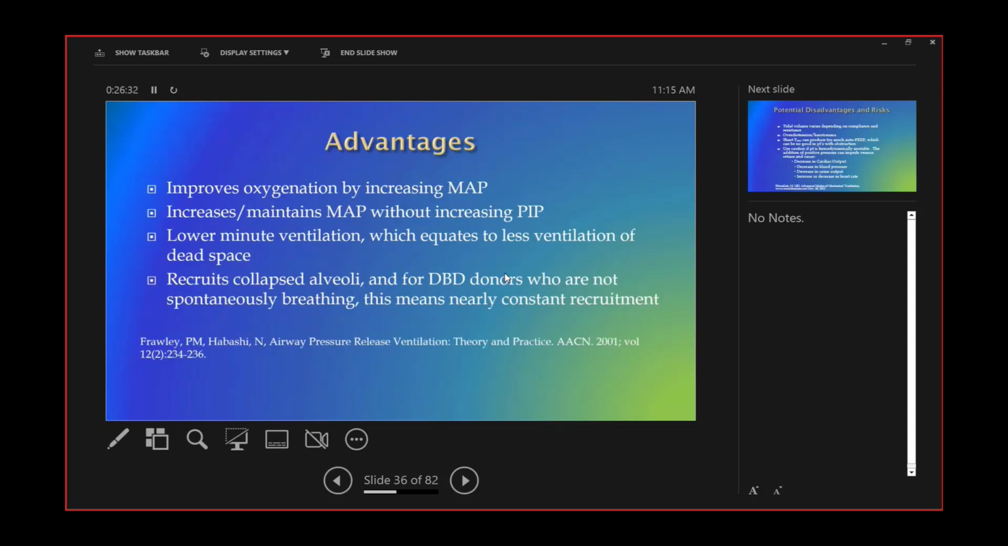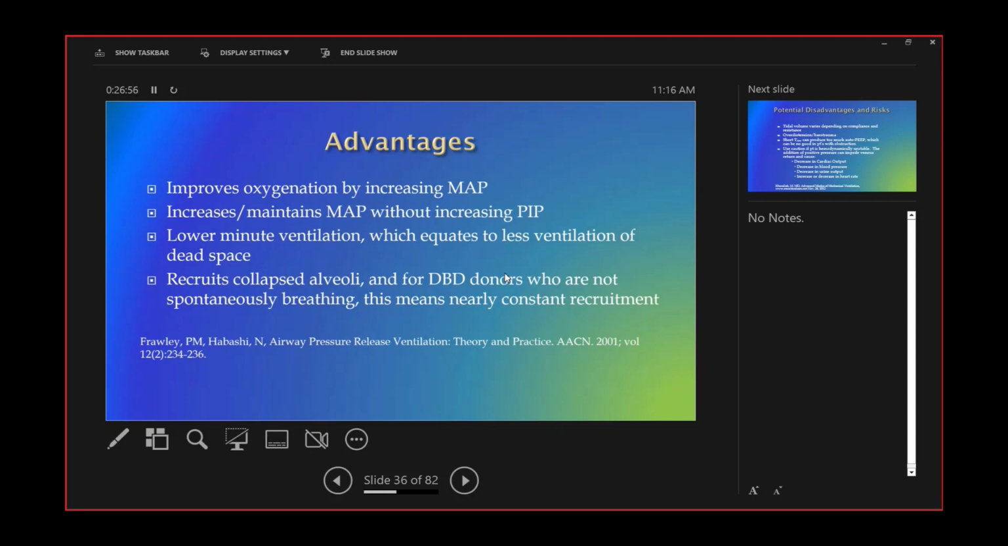So what are the advantages? That you can improve oxygenation by increasing only your MAP, and you can do that without increasing your PIP, so you put them at less risk for barotrauma. And you're controlling your tidal volumes, so you're putting them at less risk for volume trauma. And so you get away with a higher mean airway pressure, less risk of barotrauma, less risk of volume trauma, and you can wean your oxygen down so you don't have oxygen toxicity.